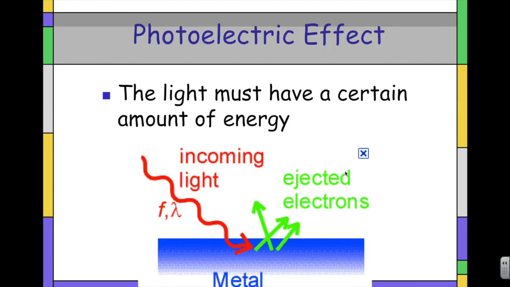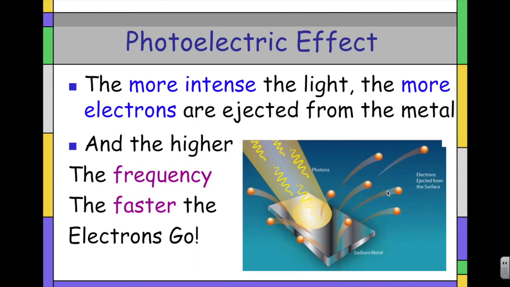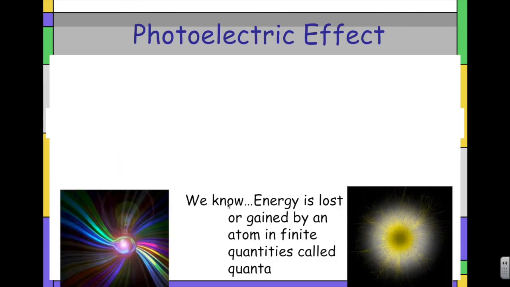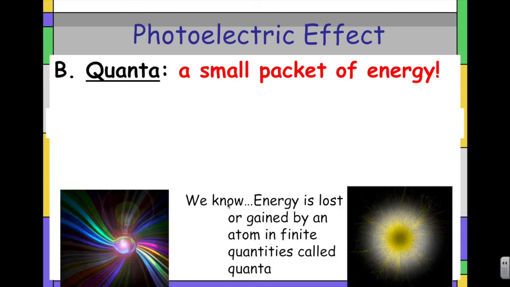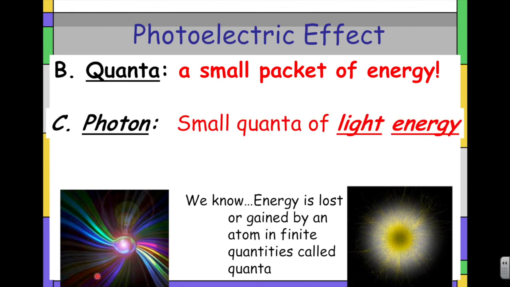So that's quite interesting. So a light must have a certain amount of energy, right? So the more intense the light, the more electrons are ejected from the metal. And the higher the frequency, the faster the electrons go. So we know that light is a small packet of energy called quanta, right? That's where we get the word quantum from. It's quanta. And so a photon is a small quanta of light, or a packet of energy, right? We went over that before.